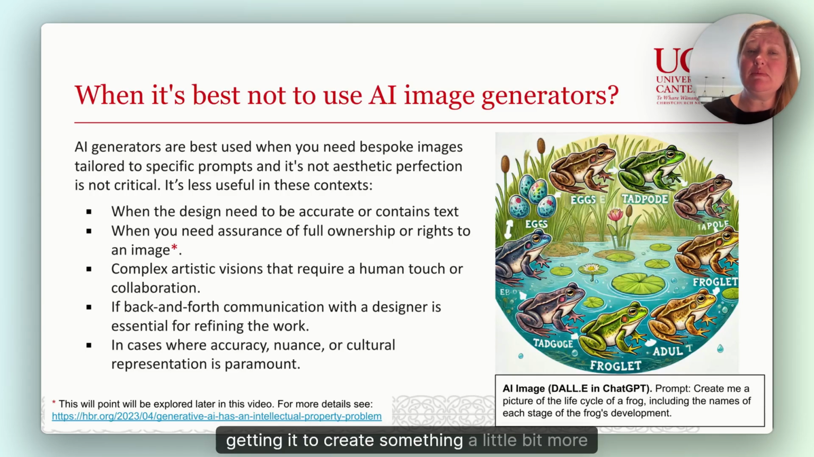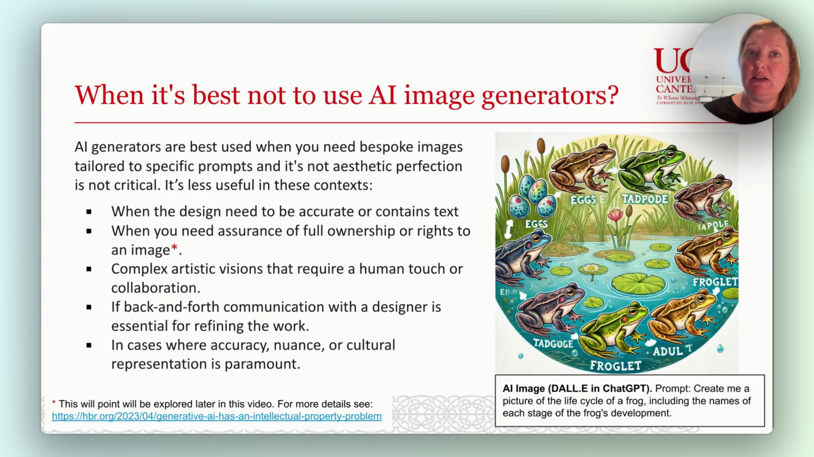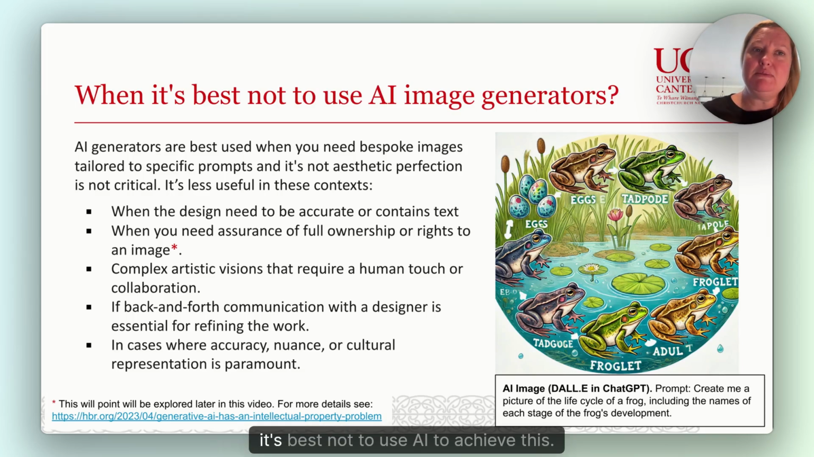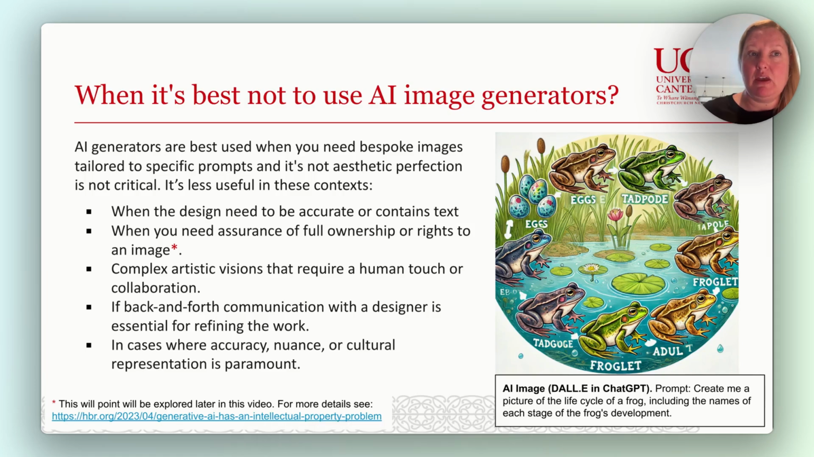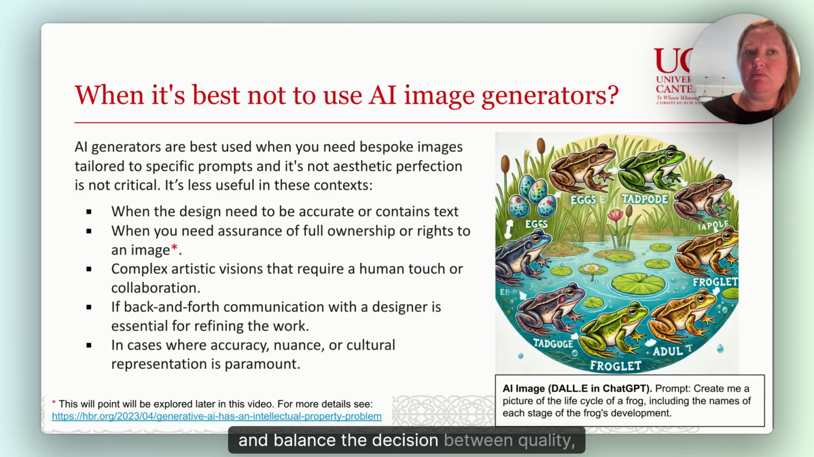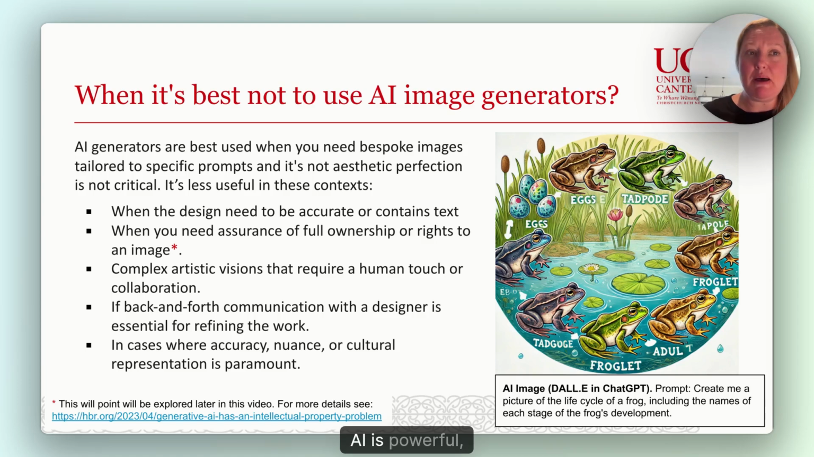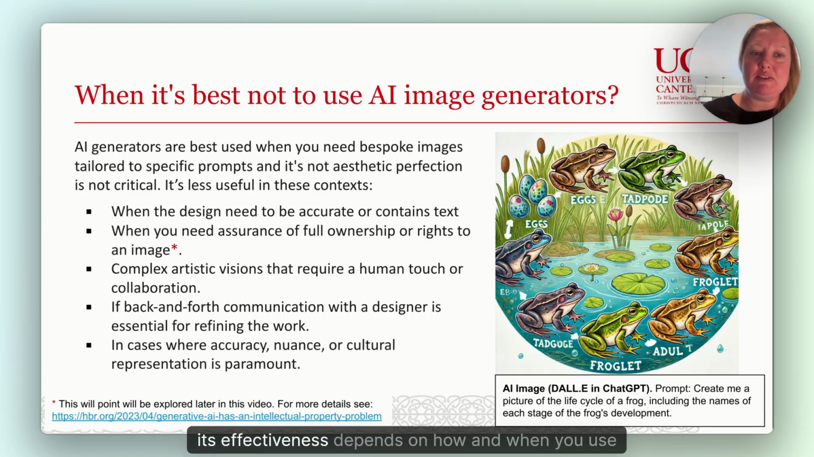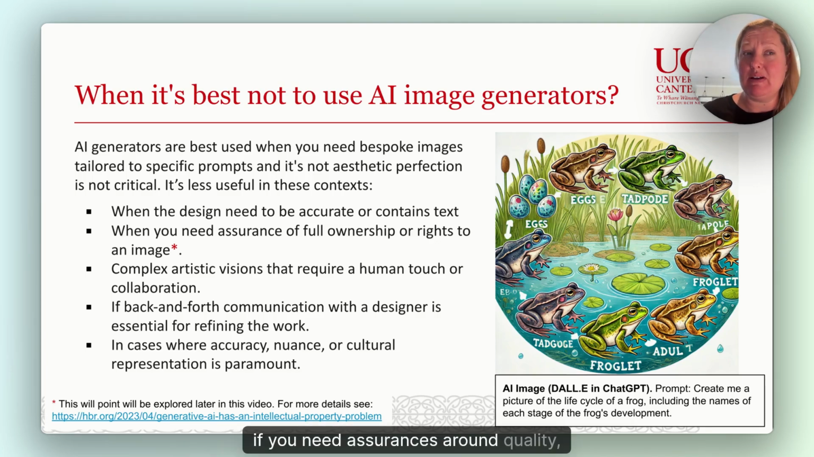However, getting it to create something a little bit more precise can be more difficult. So if you're looking to create an image that incorporates words or it needs to be accurate, such as creating the life cycle of a frog, it's best not to use AI to achieve this. If you use AI for images, you need to decide on and balance the decision between quality, cost, time, and the purpose of the image. AI is powerful, but like any tool, its effectiveness depends on how and when you use it. Therefore, if you need assurances around quality, ownership, and accuracy, it's best not to use AI to create these images.